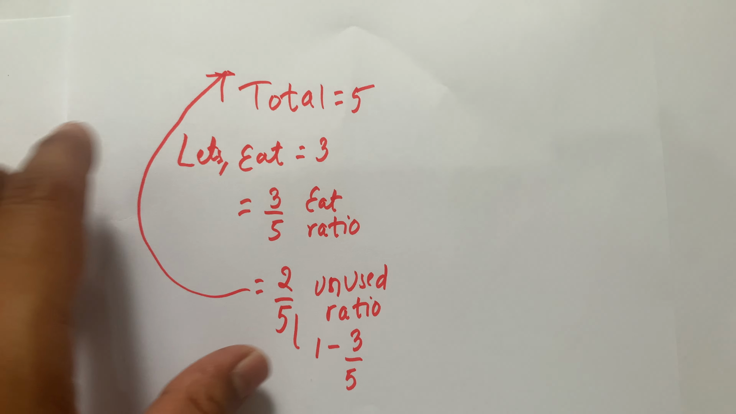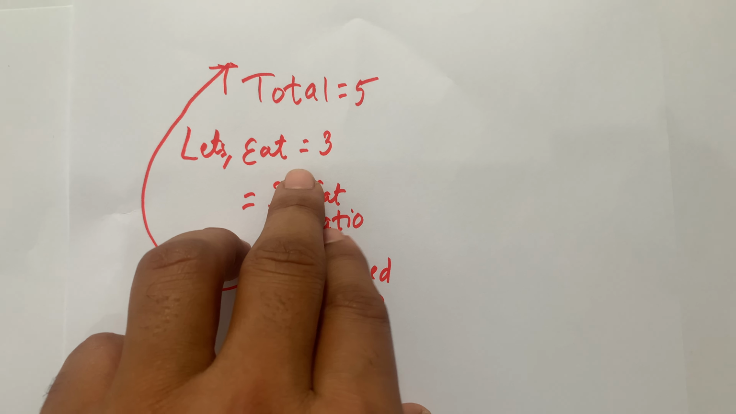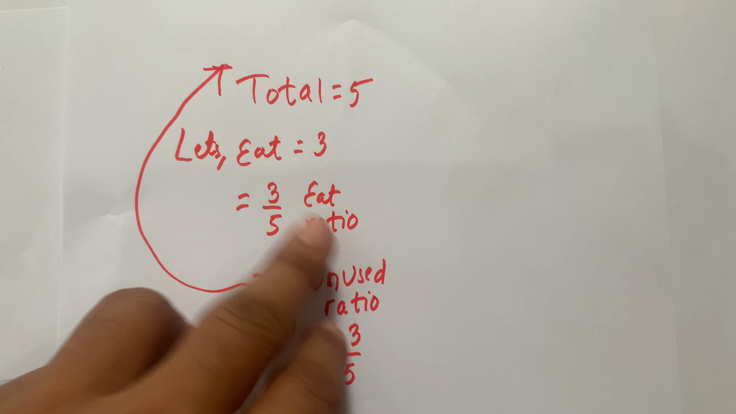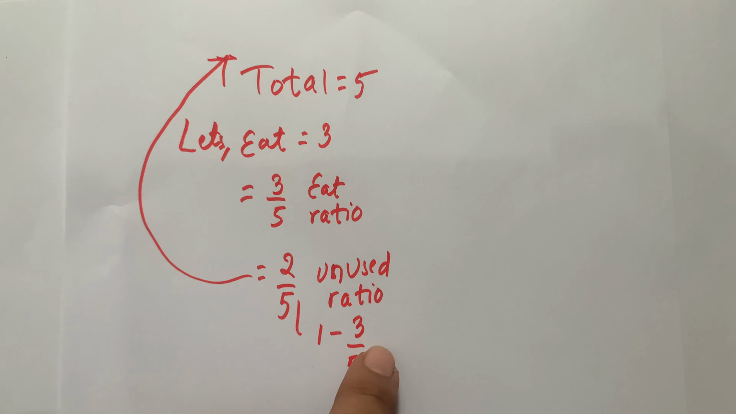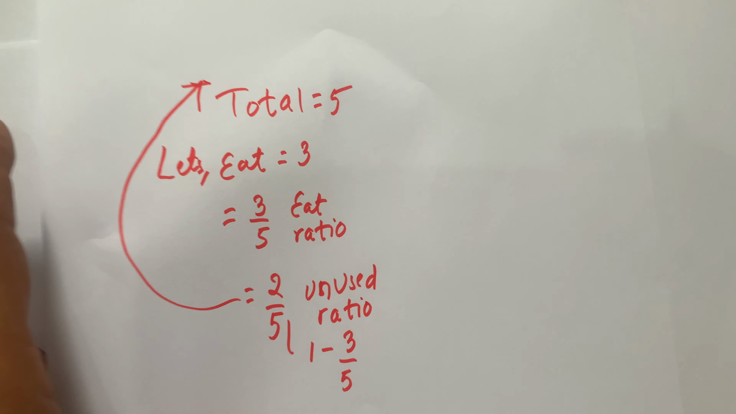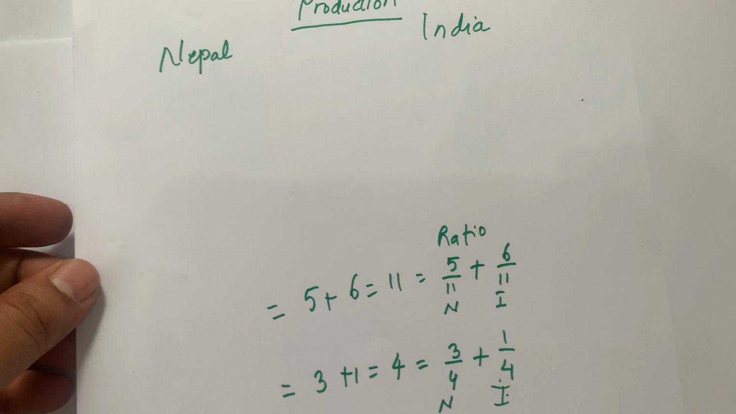This is if there are a total of 5 apples and 3 have already been eaten, then the eaten ratio is 3/5 and the unused, remaining ratio is 1 minus 3/5, equal to 2/5. This is another question.